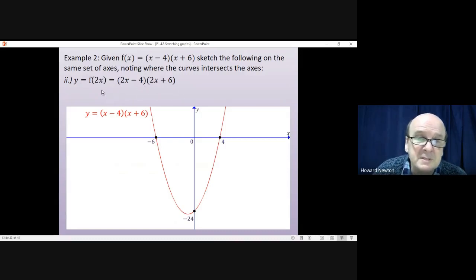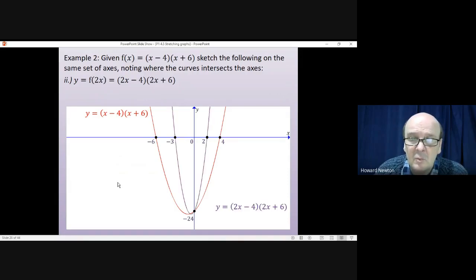Now, the consequence of doing the stretch is the opposite from what you would think. So instead of doubling the distances from the y-axis, we're going to halve the distances. So a half of minus 6 would give us minus 3. A half of 4 is 2. This is on the y-axis. A half of 0 is 0. So this point will still be on the new curve, but these two are going to change to minus 3 and 2. And if we join all those together, we get something a bit like that.